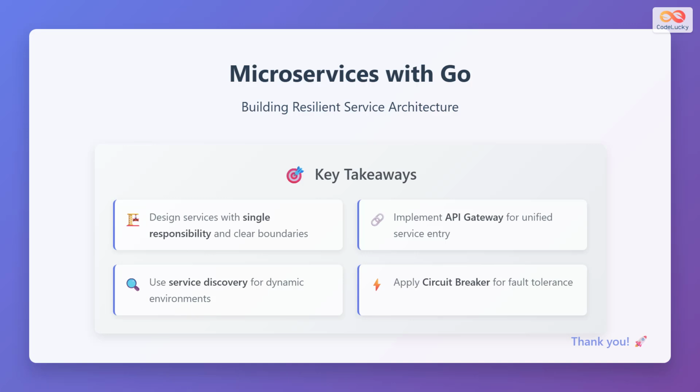Remember that building effective microservices requires careful planning, proper tooling, and continuous monitoring. Go provides excellent support for microservices development with its performance, simplicity, and concurrency features. Combined with these architectural patterns, you can build resilient, maintainable, and scalable distributed systems.